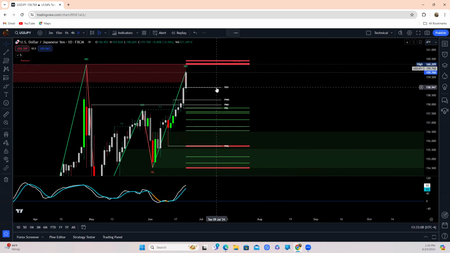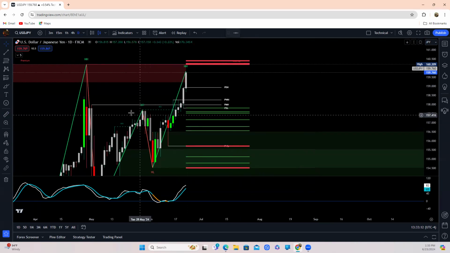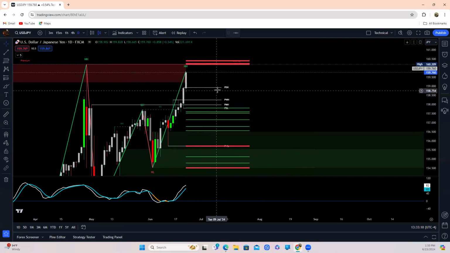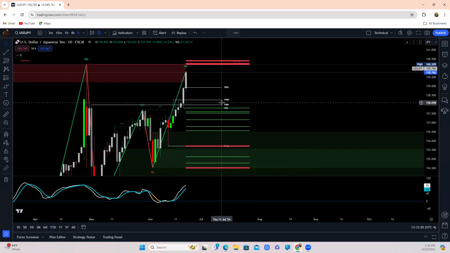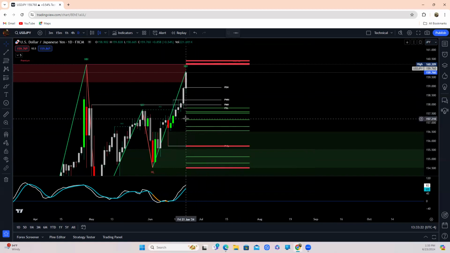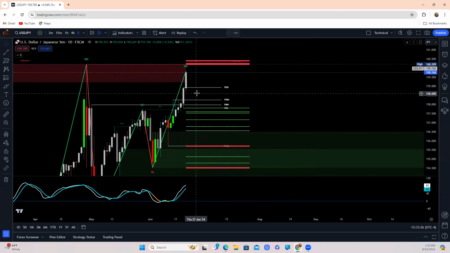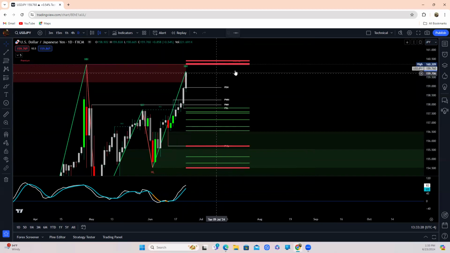So you drop down to the 1 hour to get your entry, right? And we're going to look at what that looks like. But as we can see, we kept breaking structures and moving to the upside. And we see we broke previous week highs, and also previous month highs. So basically, this move right here is very strong.